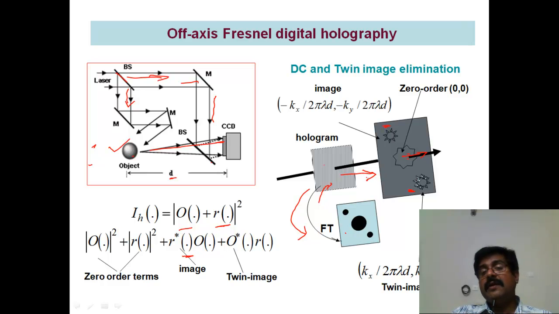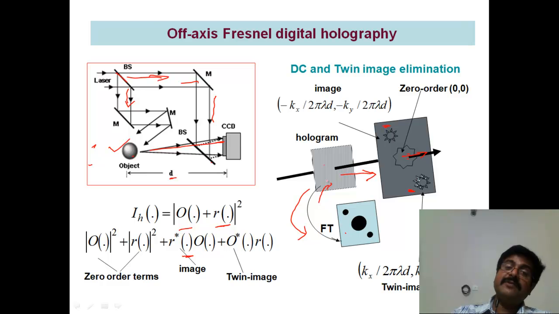That way one can eliminate the DC and twin image present in off-axis holography. So far we have seen two types of holography: one is inline digital holography, the other off-axis digital holography. In inline, there is no angle between the interfering object and reference waves, whereas in off-axis holography there is a small offset angle. In inline holography, the complete spectrum of the object can be recorded.